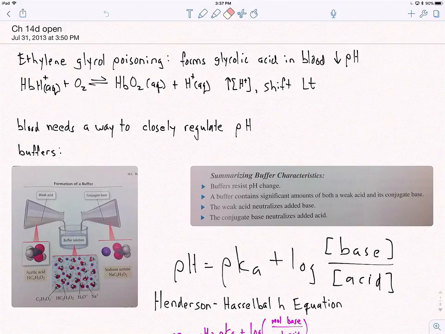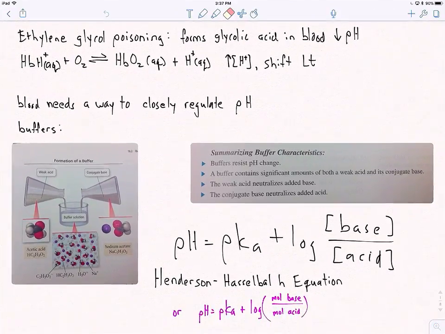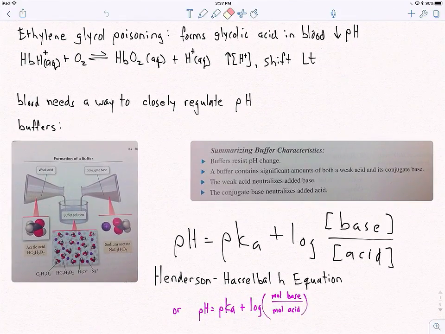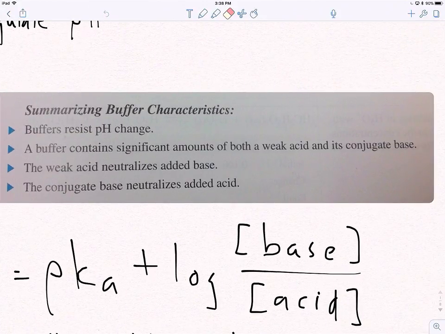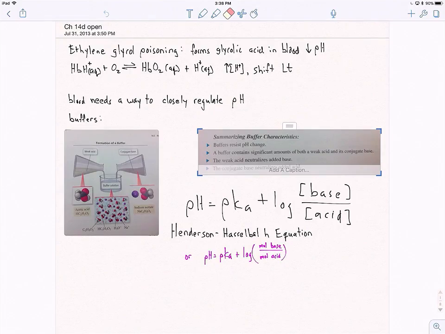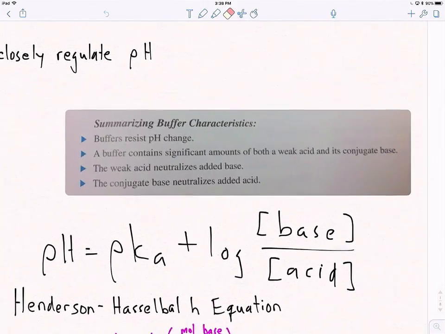So with that in regard, blood has to really closely regulate its pH. And we have a way of doing that. It's called a buffer. So here's a buffer characteristic: it resists a pH change. And this is for an acidic one.